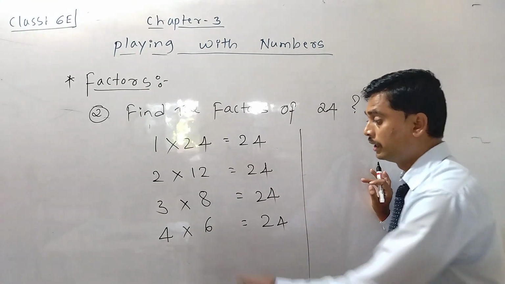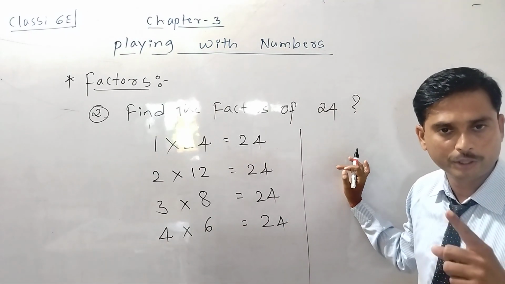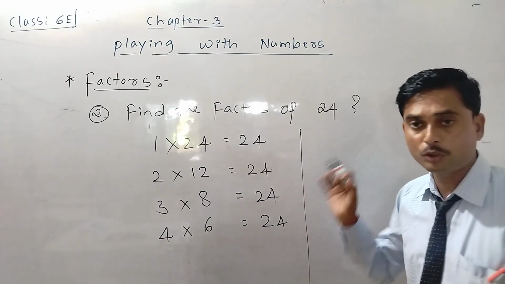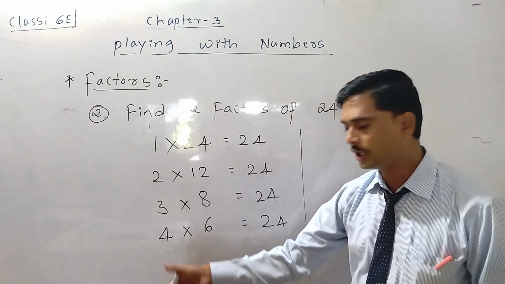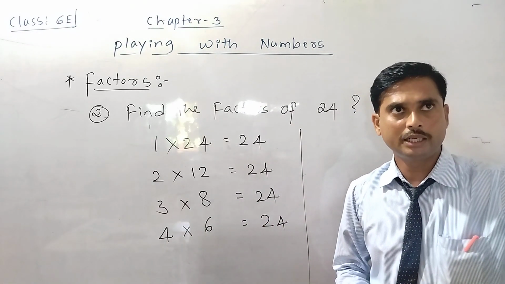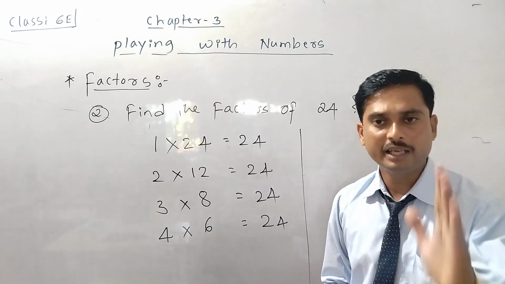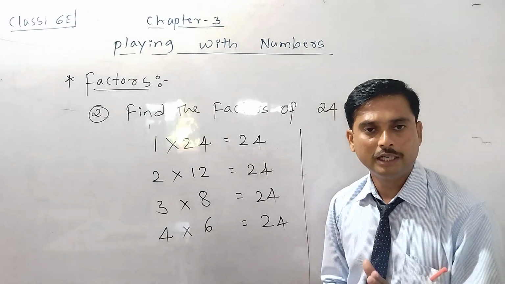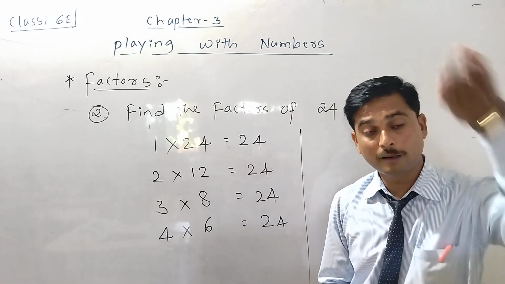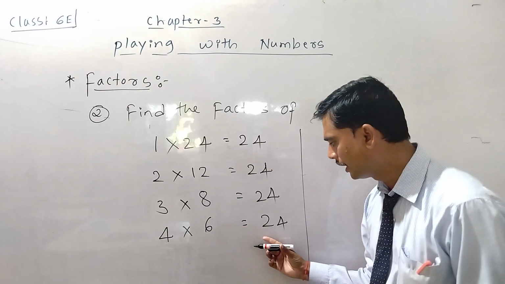Sir, is 24 completely divisible by 6? Yes, absolutely, because 6's table has 24. Then come to the next table. Does 5's table have 24 or not? 5 fours are 20, 5 fives are 25. 24 is not there. That's why 24 is not completely divisible by 5, which means 5 is not a factor of 24. Then come to the next. 6 we already got, because 6's table has 24.